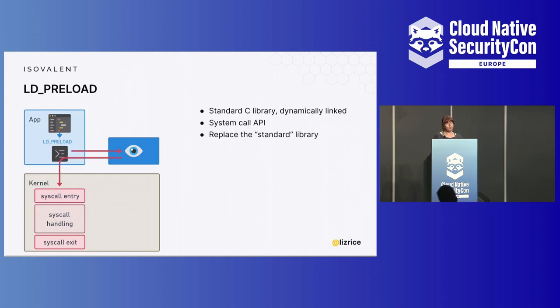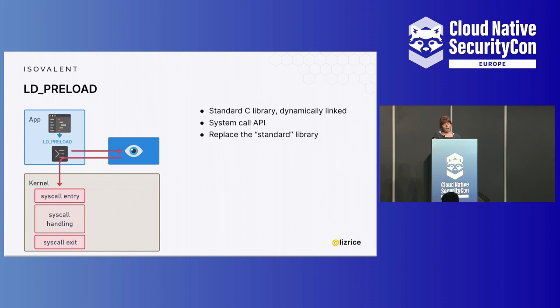So LD preload assumes that your application is using the standard C library to make those system calls. So whenever you're going to do those operations that require support from the kernel, you'll actually do that by making a call via the standard C library, which gives you an abstraction for those system calls. And with LD preload, because that library is typically dynamically linked, we replace the standard one with an alternative one, which might just be a thin shim layer that does some detection and then passes through to the normal standard C library.